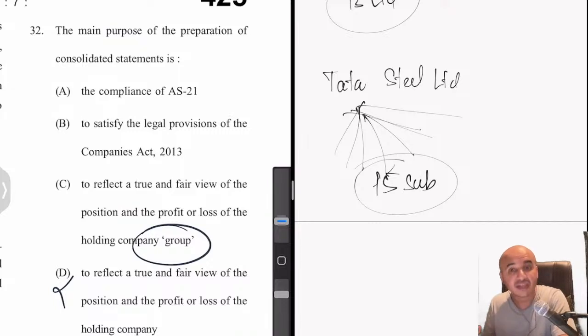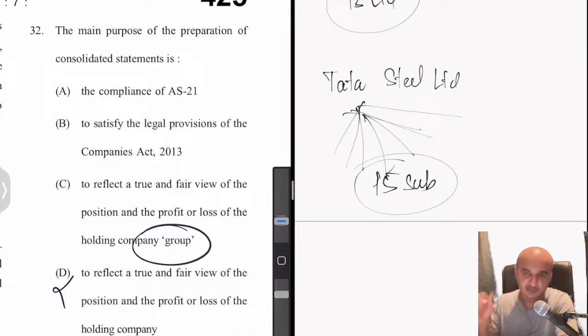How have they performed? When you consider everything, what is the situation? What is the financial situation? What is the performance? Financial situation, balance sheet, performance, P&L. So to reflect a true and fair view of the position and the performance of the holding company group, we have to prepare the consolidated statements. So therefore, option C would be the right one.